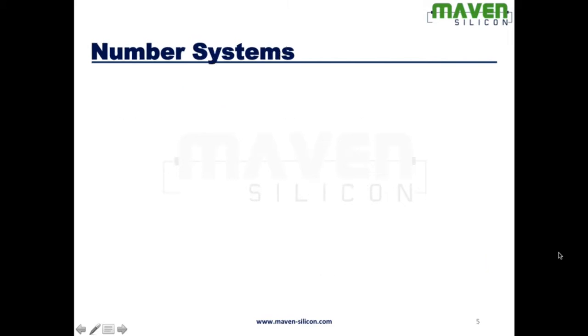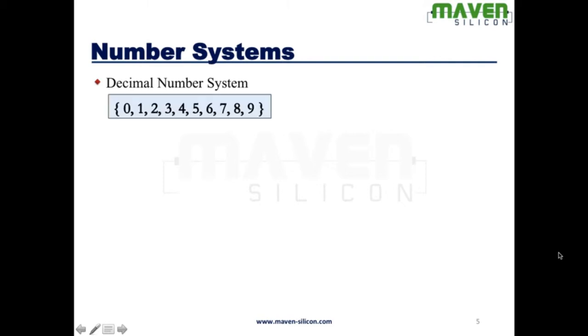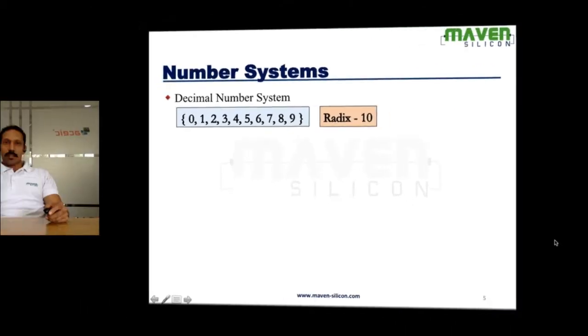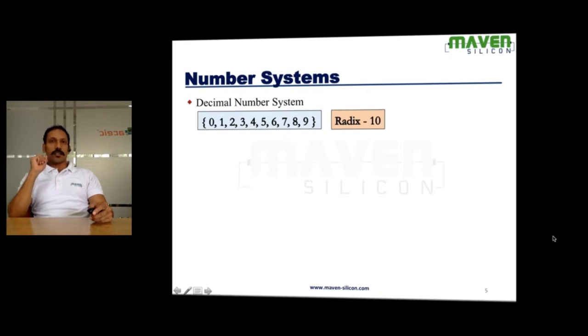Let's look at examples. Decimal number system. We human beings are familiar with the decimal number system. 0 to 9, so there are 10 symbols. Obviously the radix is 10. Here 1, 2, 4, 9, 5 is a decimal number.